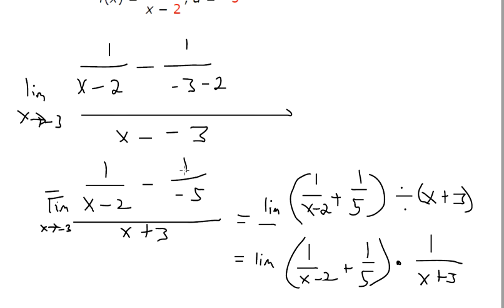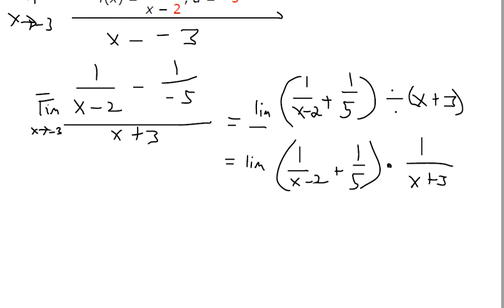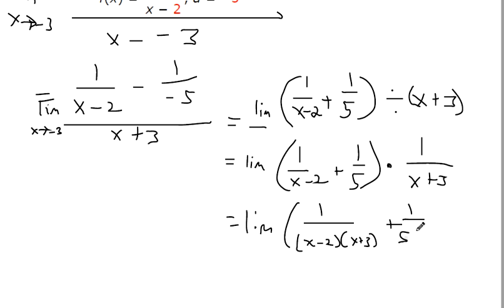And if I do that, I get the limit of 1 over (x minus 2)(x plus 3), plus 1 over 5(x plus 3). So we're getting closer. It's getting a little more simplified. We need common denominators. So I'm going to multiply the top and the bottom of this fraction by 5. That's the only thing that's missing, right? So trying to get common denominators. This is going to be 5 over 5(x minus 2)(x plus 3).